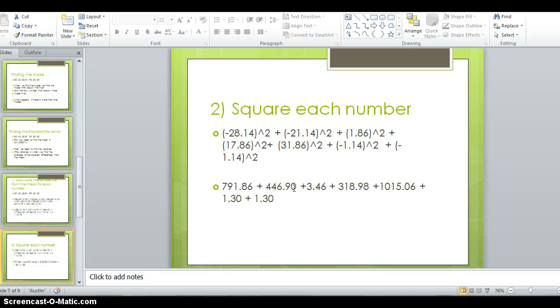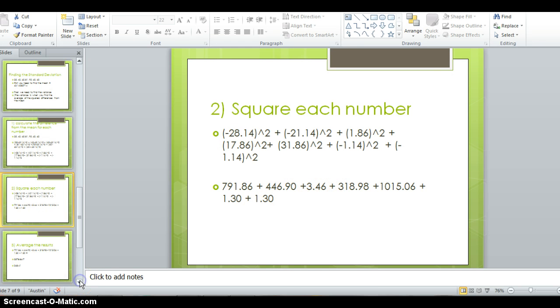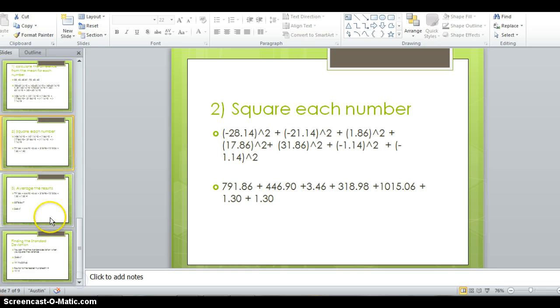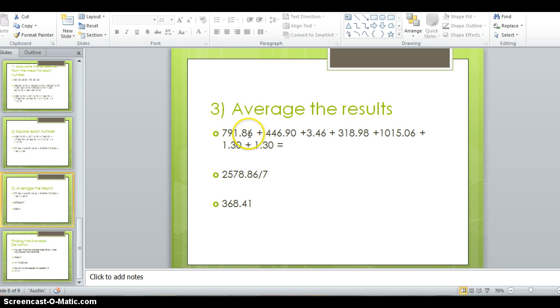The last step will be to average the results. So you will take all these numbers, you will add them up, and you'll divide by 7 since there are 7 numbers. Our result is 368.41.